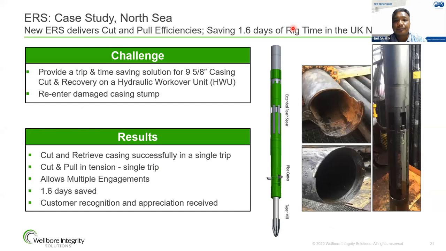This is one example in the North Sea, which utilized the extended reach spear, cut and pull. After the calculation, it's proven to have saved 1.6 days of rig time in the North Sea. We can imagine 1.6 days of floater operation is equal, I believe, to over a million. So that's the result, and also we answered the challenge that normally occurs in the plug and abandonment system.